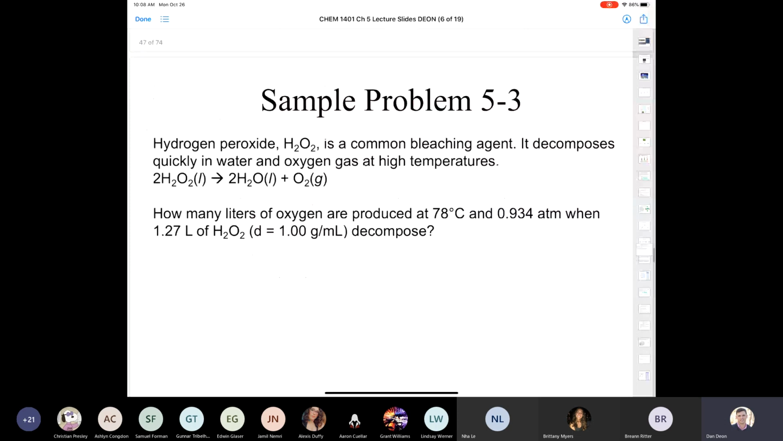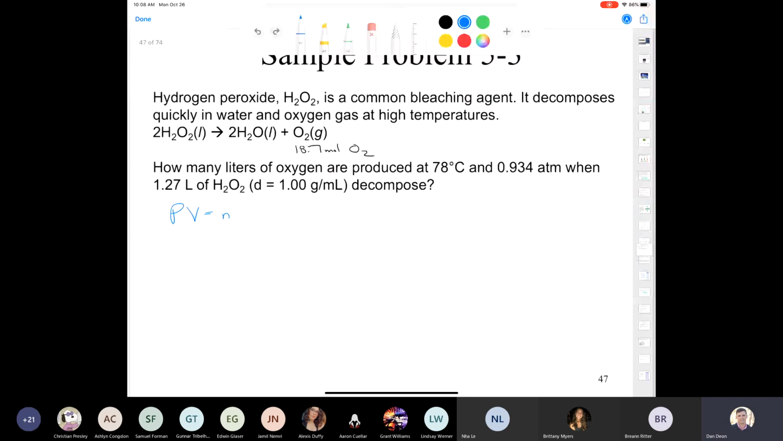Again, we have our ideal gas equation: PV is equal to nRT. We want to solve for the volume of oxygen, so it's going to be equal to nRT divided by P. Well, let's convert the temperature to Kelvin. So we take 78 and add 273 and we end up with 351 Kelvin. We have our pressure in atmospheres.